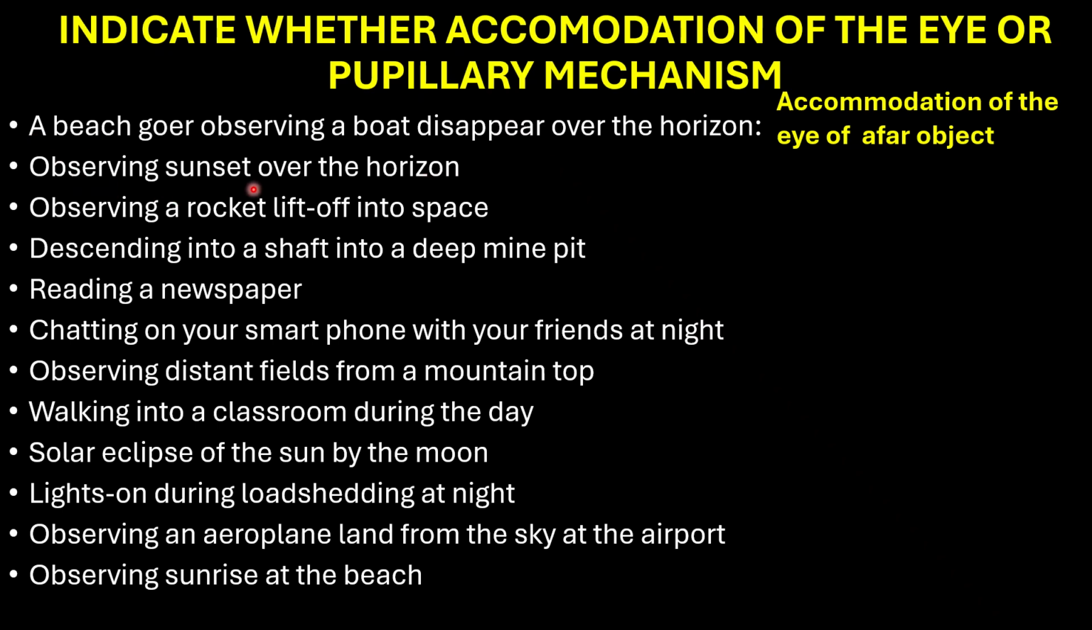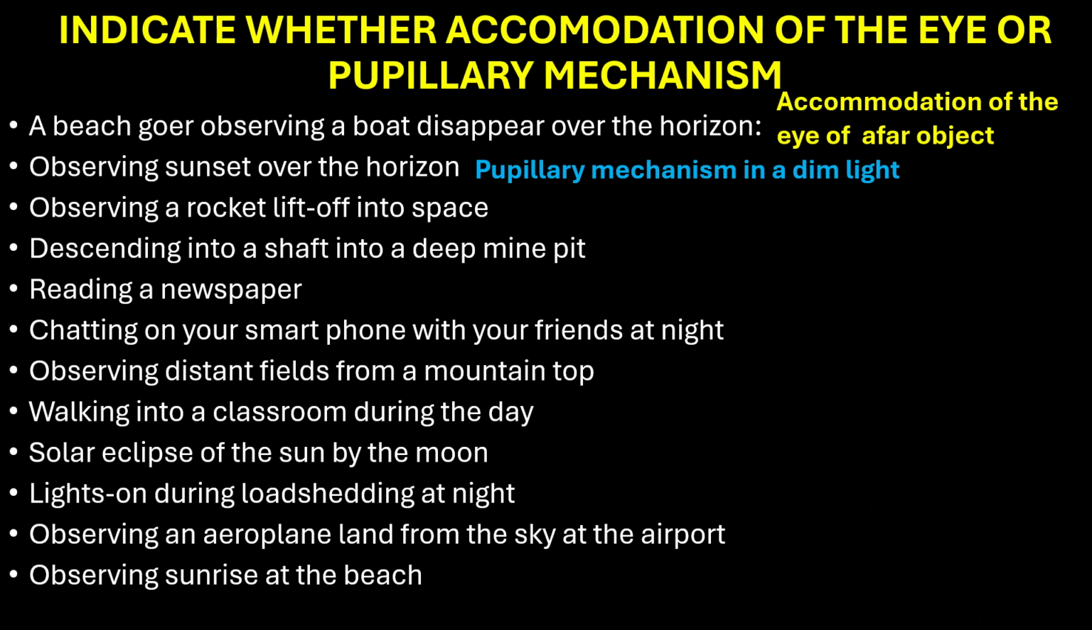Guess what? You're observing the sun setting. The sun gives us light. Once the sun sets, it gets darker. So here we're not talking about distance, we're talking about brightness of light. Hence, it's not accommodation. Because the sun is setting and the environment is going to become darker, this becomes pupillary mechanism in a dim light. Okay, so observing the sunset is pupillary mechanism.